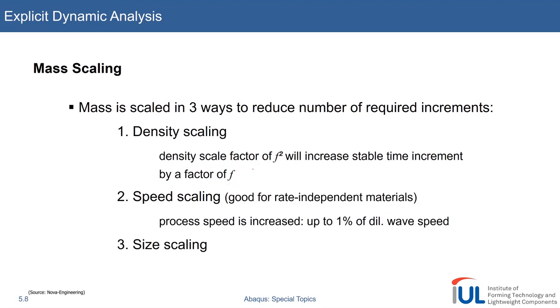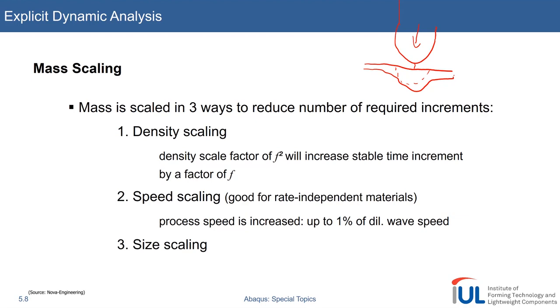Speed scaling is only recommended and a good choice if you have rate-independent materials. What does speed scaling mean? It means that if you have some sort of dynamic interaction, for example, you have a sheet and you have a die. And this die now touches, gets in contact, and eventually penetrates into the sheet. And if you now think about this punch moving at a very high speed, then you would consider this a dynamic interaction between these two objects.